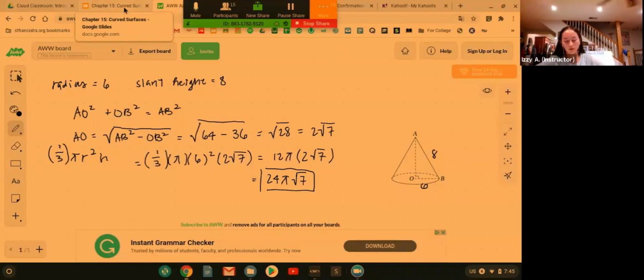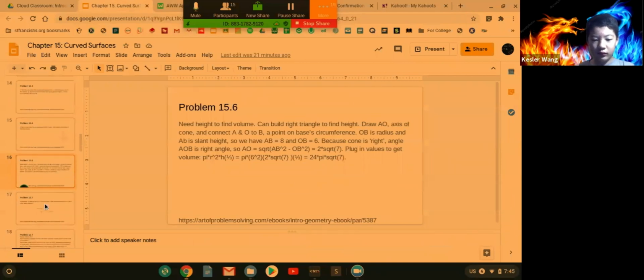Okay, I'll leave this up here for a few more seconds, and then we can go ahead and go back to the slides. And it's actually 7:45, so we can go ahead and take our break for 5 minutes.